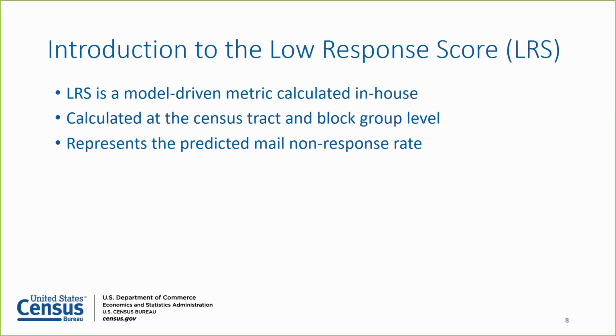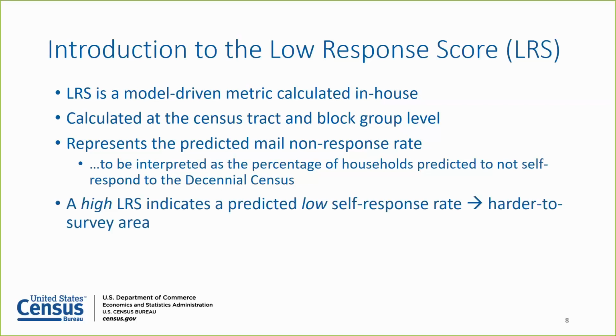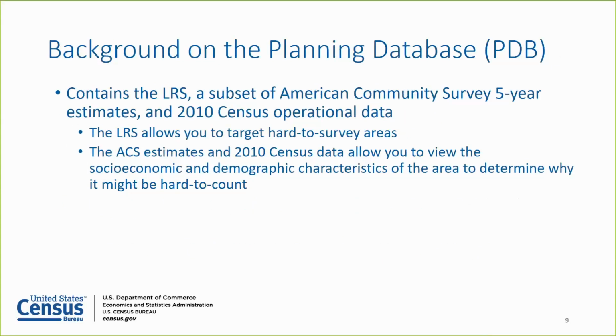So what do we mean by represents the predicted non-response rate? Basically, the low response score is to be interpreted as the percentage of households predicted to not self-respond to the decennial census. So that means that a high low response score indicates a predicted low self-response rate or a harder to survey area. Again, this will become way more clear once we look at the map itself. And lastly, the LRS is stored in something called the planning database. And that database is the main source for the Rome application.